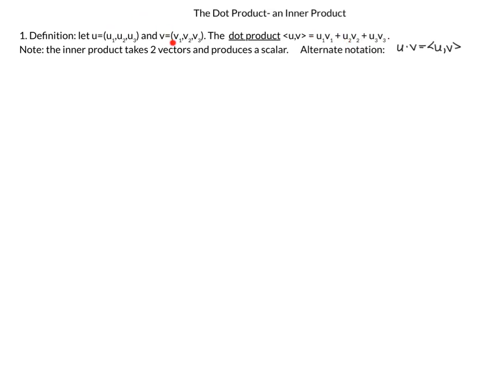In other words, u1 times v1 plus u2 times v2 plus u3 times v3. And sometimes we have this alternate notation, which is this bracket notation, which is easy to type. But more often than not, we'll have this dot notation, which is this bold kind of dot multiplication sign.